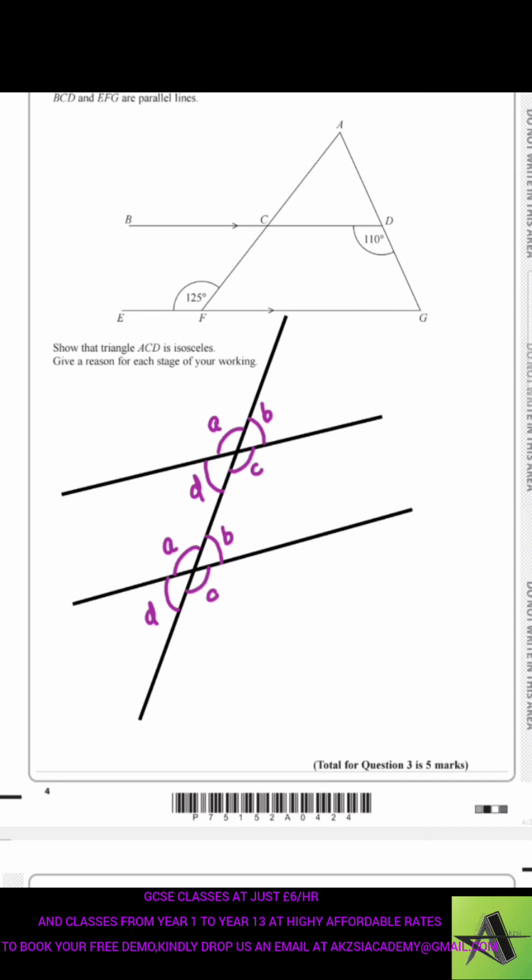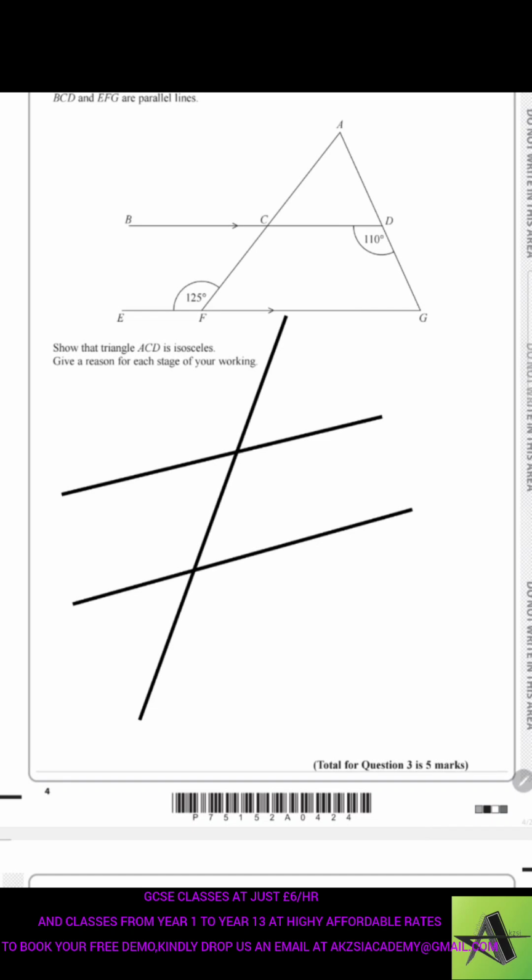Okay. So if two lines are parallel and one transversal cuts them, then these two angles will always be equal because they are corresponding angles. So this was about the corresponding angle.